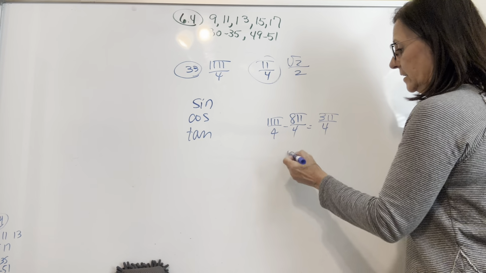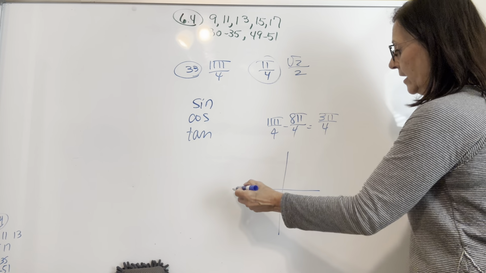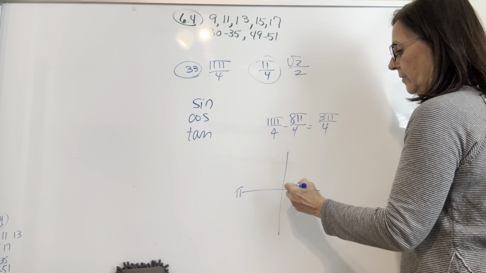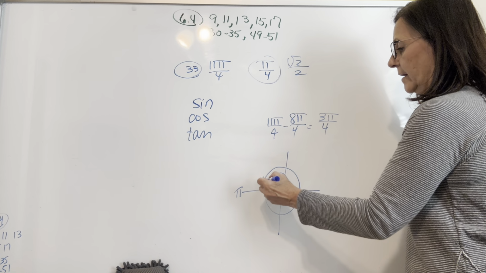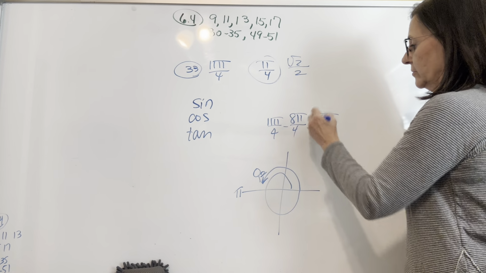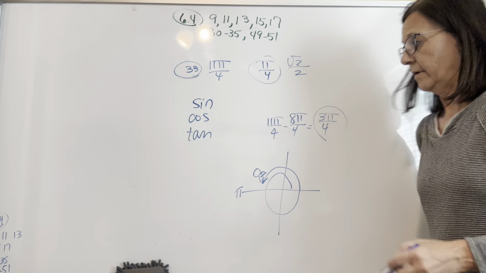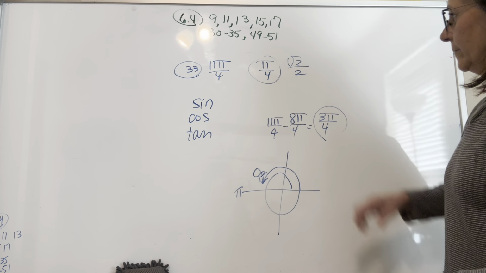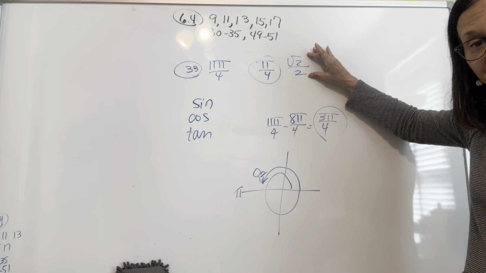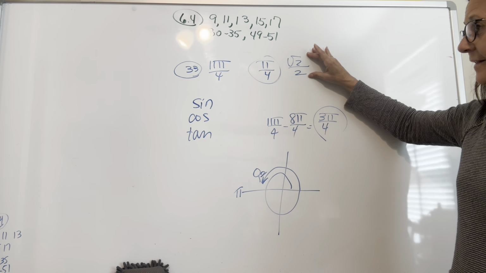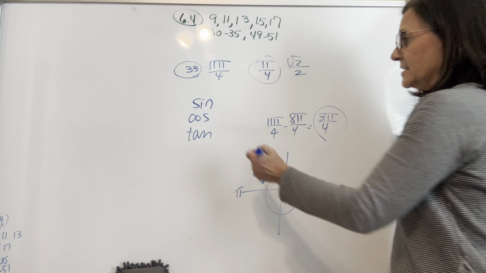And so that's going to be not quite all the way to pi. So we're going to go all the way around, and then we're going to end up in quadrant 2. Not all the way to pi. But I'm thinking square root of 2 over 2. And they're both going to be the same, the sine and the cosine. The tan is going to be 1.